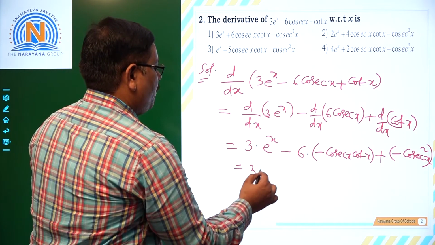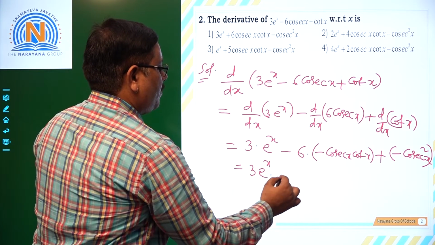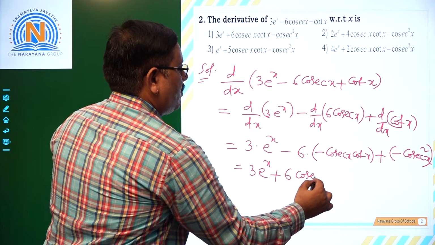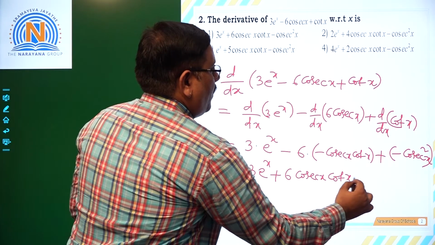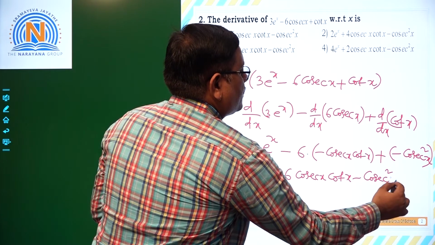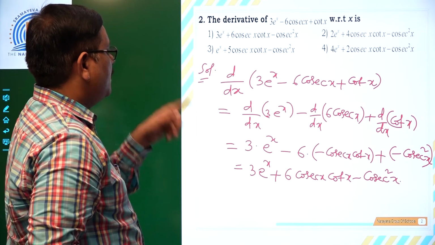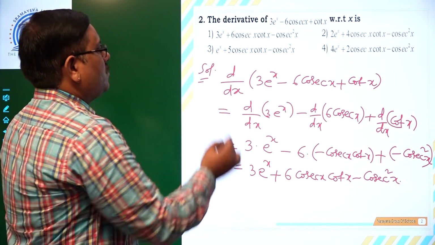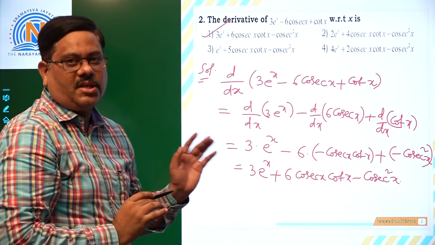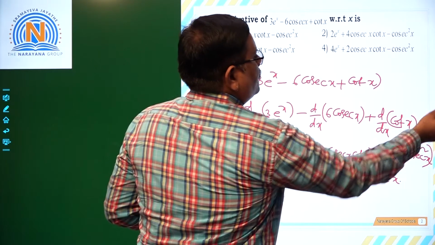So the answer is now 3 into e power x plus 6 cosecant x cot x minus cosecant square x. Okay, so which is the right option now? 3 e power x plus 6 cosecant x cot x minus cosecant square x. That is nothing but the first option for us. Fine. Let us see the next question.